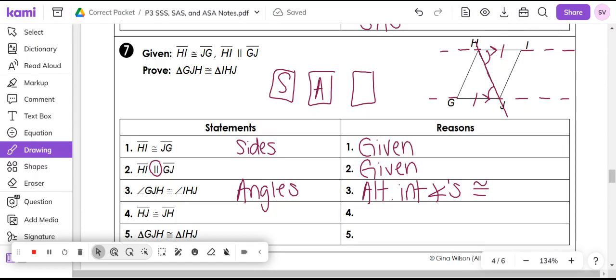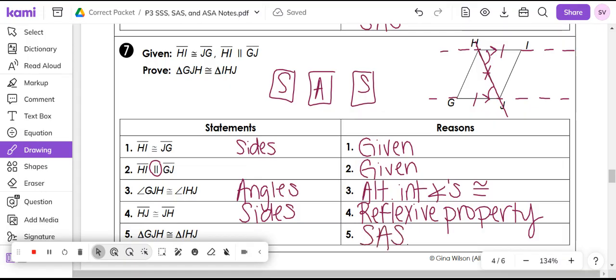And then the 4th statement is a pair of sides. So my checklist is full. And if I have HJ is congruent to JH, that's the same thing as saying that it's congruent to itself. So that is the reflexive property. Okay. And then now I can just say that the 2 triangles are congruent based on side, angle, side. Okay. And that's it for the side angle side notes.